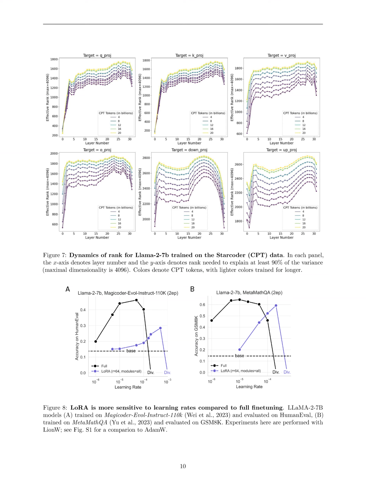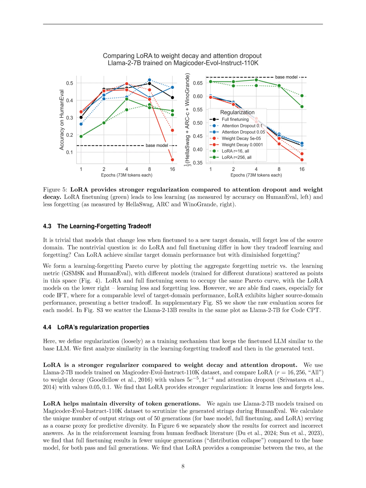LoRA's sensitivity to hyperparameters, particularly learning rates and the choice of target modules, highlights the importance of careful configuration for optimal performance. Overall, LoRA offers a trade-off between learning and forgetting, where it can achieve comparable target domain performance to full fine-tuning with diminished forgetting, making it a valuable method for efficient and effective model adaptation in various domains.